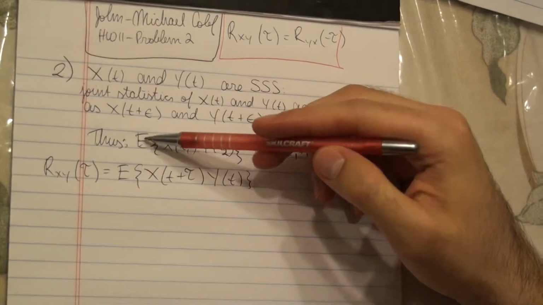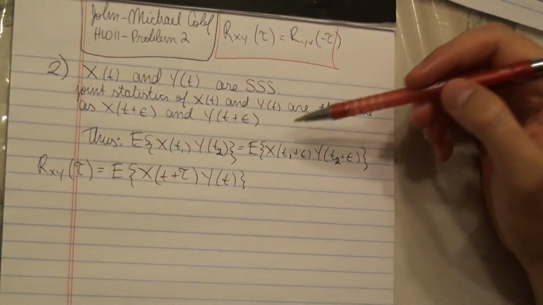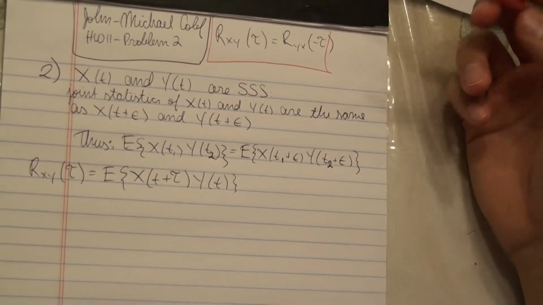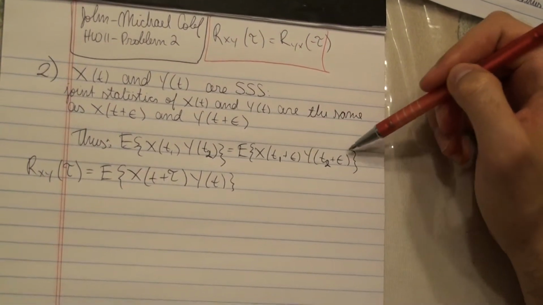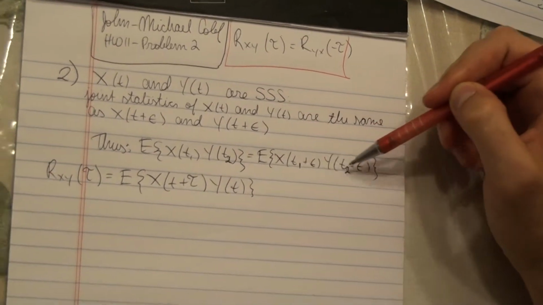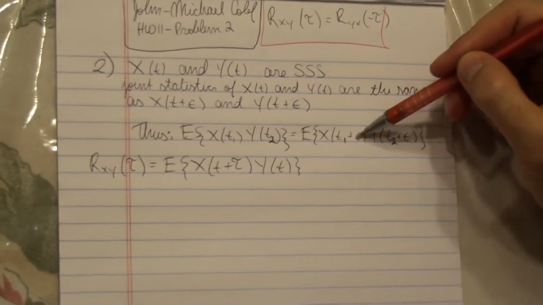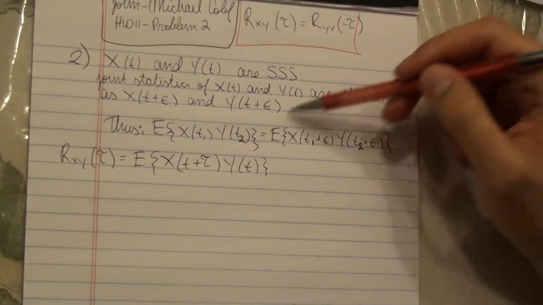So, expected value x of t1 times y of t2 gives us expected value of x of t1 plus some constant epsilon times y of t2 plus some constant epsilon. So this t1 and this t2 don't have to be the same, but these epsilon has to be the same. So the joint statistics of this is equal to the joint statistics of this.